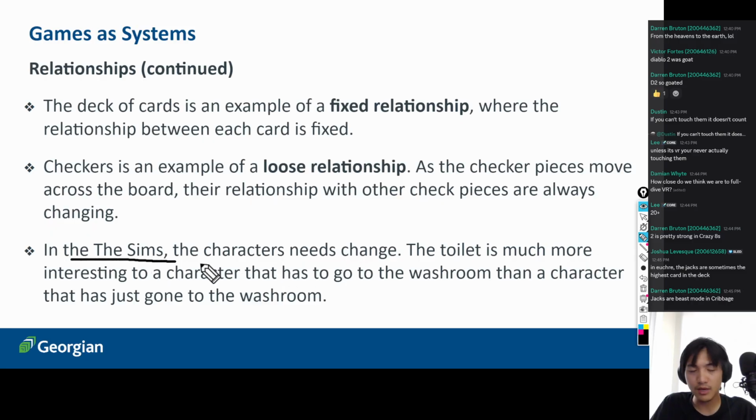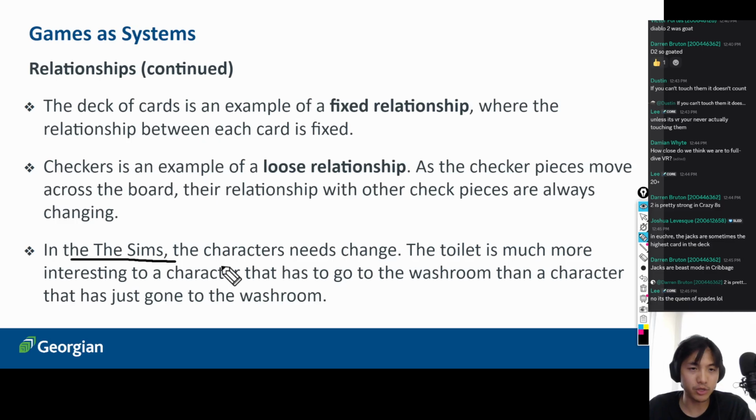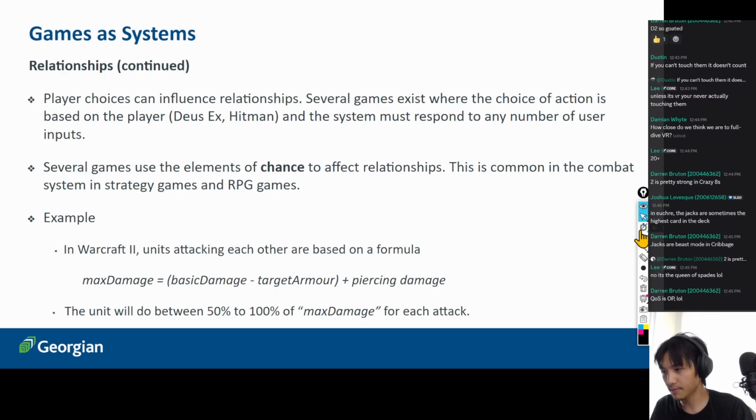In The Sims, a sim has different priorities, and their relationship with different objects changes based on that priority. So they might be more interested in the refrigerator at some points, and then they might be more interested in the toilet at other points, and they might be more interested in the computer at some points, and they might be more interested in another sim at some points. So they have different relationships.